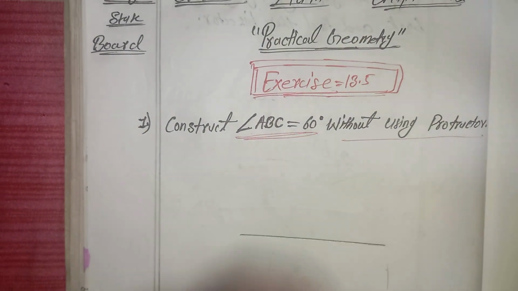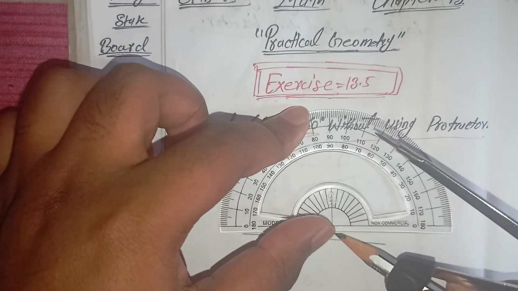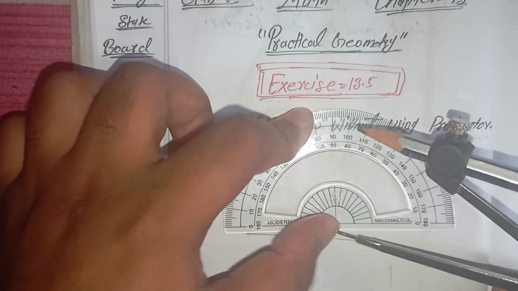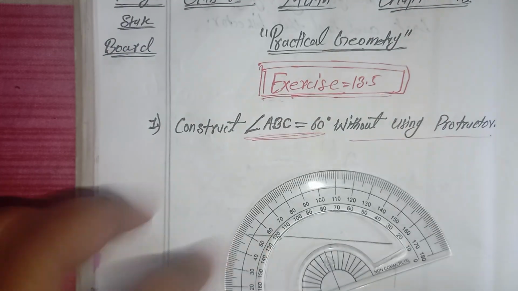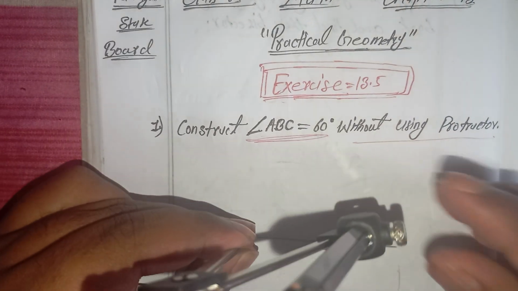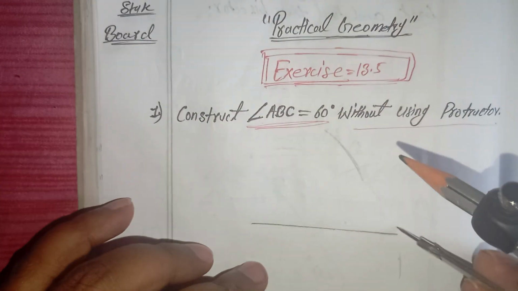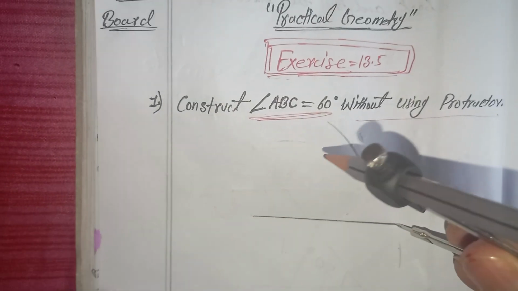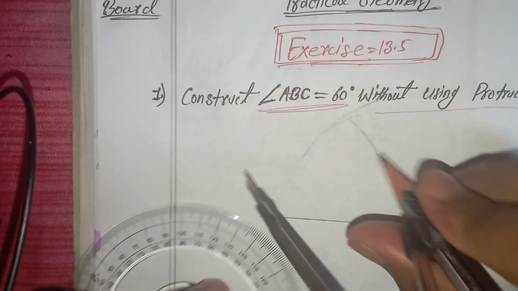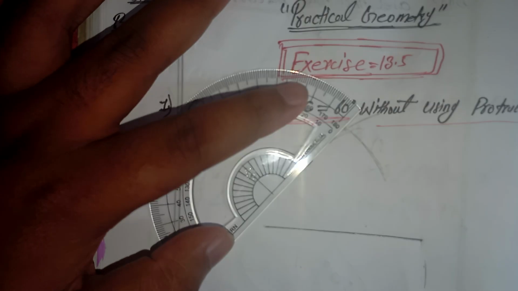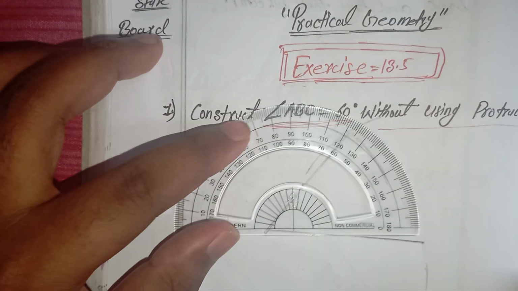If a protractor is there, mark the angle on it, from here to here. This is only cheating, don't think it is like that. It is 60 degrees, right? Now put one marker here and one marker here. If you see, both lines intersect here only, so the 60 degree angle will be here. Now you can measure it.